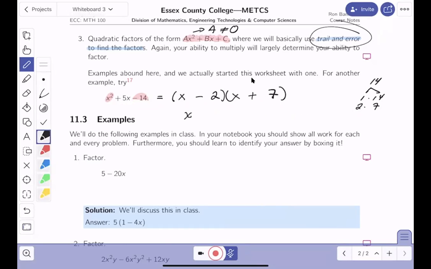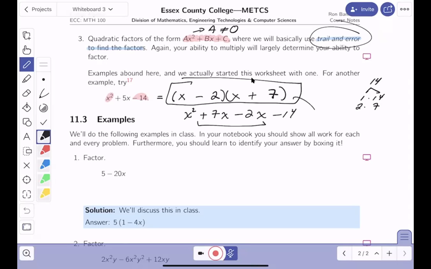What do you get? X squared plus 7x minus 2x minus 14. Does it work? Did you get x squared? Yes. Did you get minus 14? Yes. The tough thing, did I get the middle guy? And I did. This is the only possible answer.